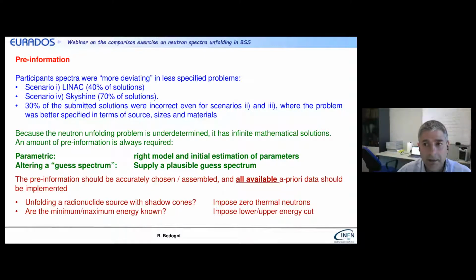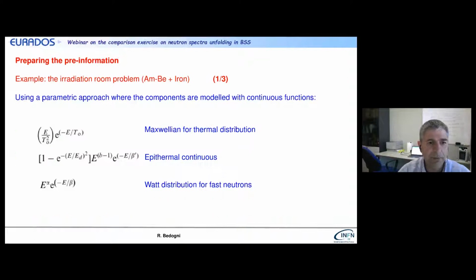If you know the minimum or maximum energy, you should put, again, a cut in the energy domain. I will make a practical example, just to show you which result can be achieved if we assemble the pre-information in different ways. Using a parametric approach to describe the irradiation room problem, where the source was an americium beryllium source, whose spectrum was degraded in an iron sphere.